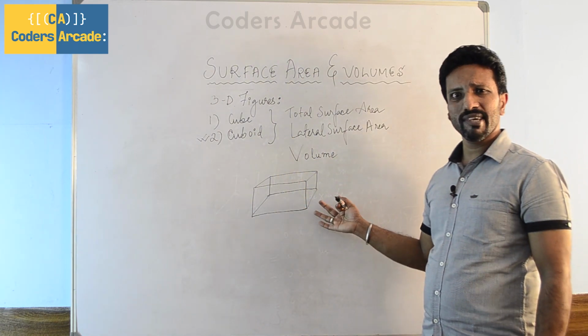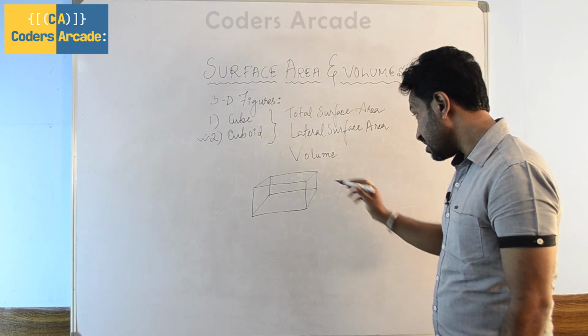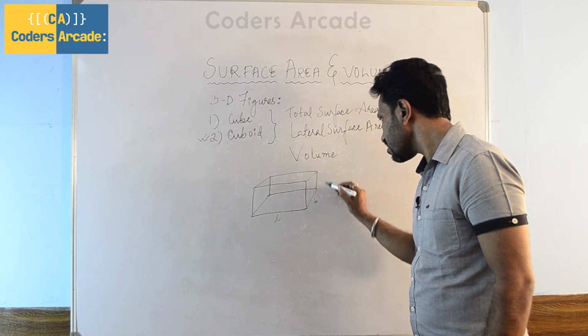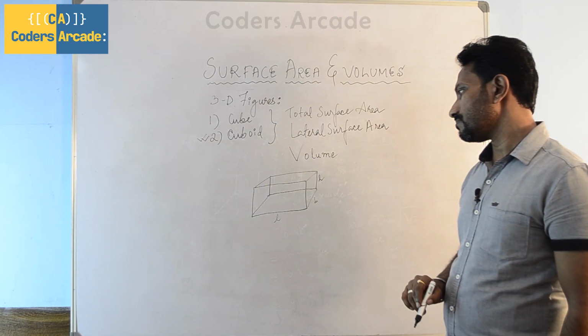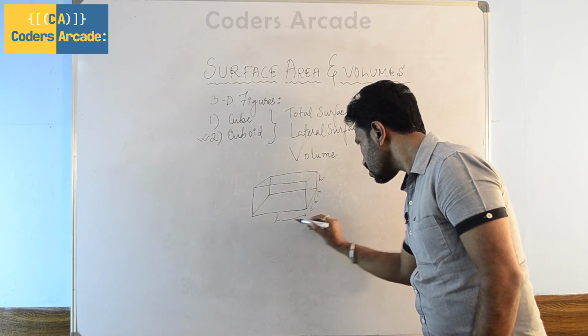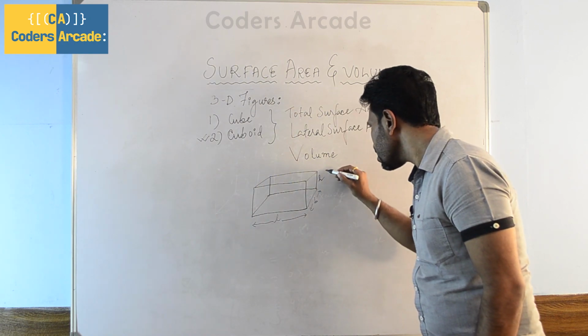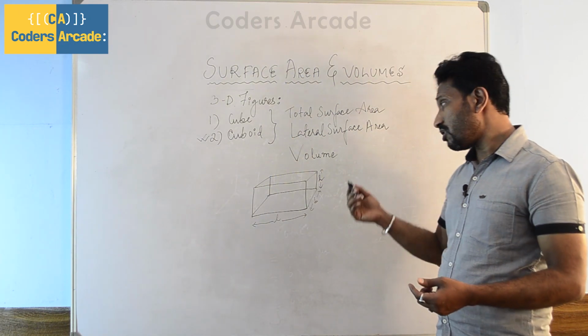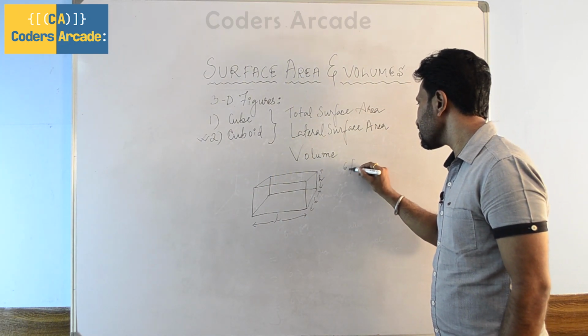So this is just a basic diagram of a cuboid. Here the dimensions are like this: length, breadth and height. So this is the breadth, this is the length and this is the height. In this case, it also has 6 faces.